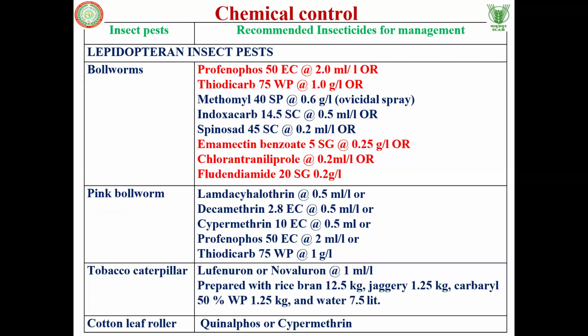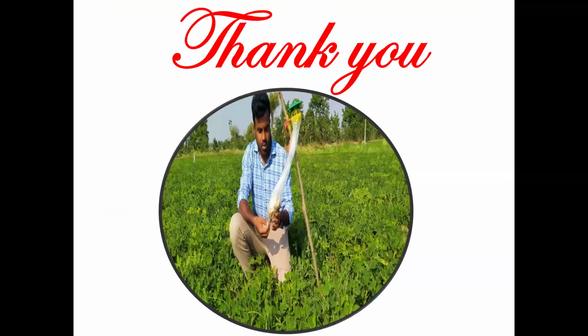Those are the recommended chemicals only. Overall, what I want to conclude from my entire presentation is that though any number of pests are attacking the cotton crop, the 9 sucking pests, 2 stainers and 5 bollworms are causing the most damage. But these IPM practices for the sucking pests are much more important.